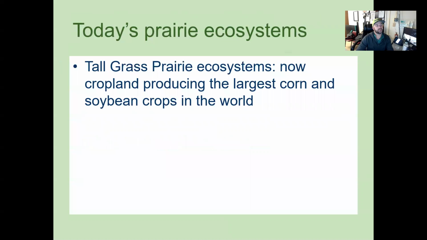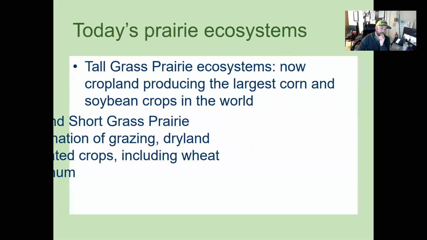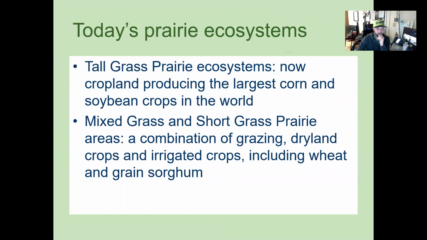And today's tall grass prairie ecosystems are now cropland producing the largest corn and soybean crops in the world. Mixed grass and short grass prairie areas have a combination of grazing, dryland crops, and irrigated crops, including wheat and grain sorghum, and grazing for cattle and sheep.